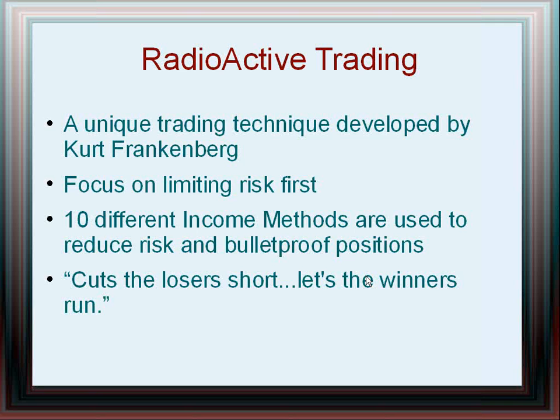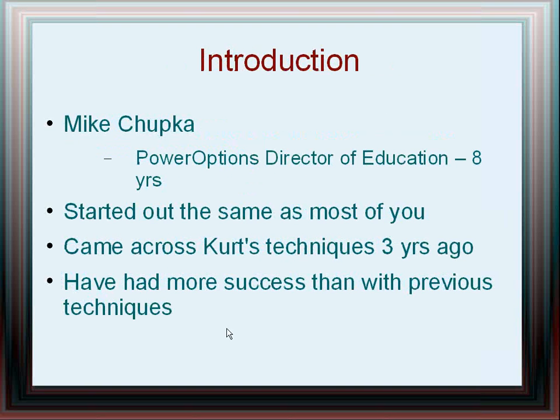Using the setup that we use in radioactive trading, that initial setup, we are guaranteed that even in the worst case scenario, if the stock drops to 2 cents per share or 1 cent per share, we're still guaranteed to have only single-digit risks. And then we use the 10 different income methods off of that initial setup to lower the at-risk amount and potentially bulletproof the positions. And we're going to see that in the second half of today's presentation on the Silver Wheaton example. But what we're focusing on here is we're going to cut our losers short and we're going to let the winners run.